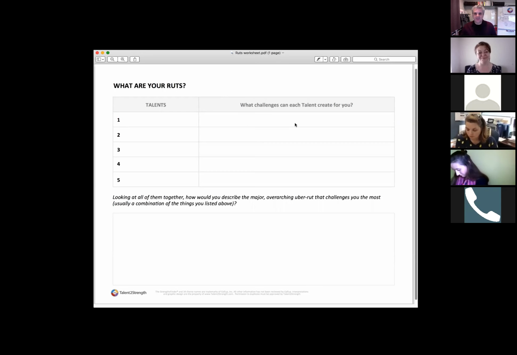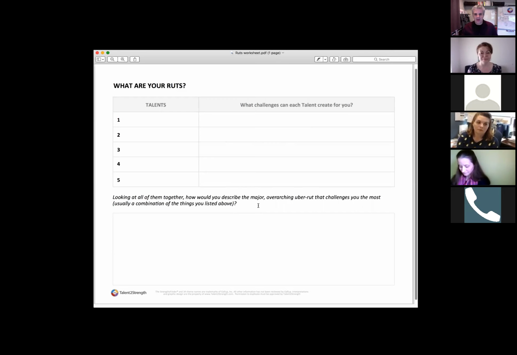So then the idea was to really look at each theme and how they cause a rut for you. And then in the bottom, looking at all of your 5 themes, what an uber rut or an overarching rut might be. I can talk about myself too, because this was very helpful for me. In fact, this is what led to this exercise. As I did it for myself, I just said, what's my big problem? And maybe if I look at how each theme might run into problems, I could look at an overall pattern.